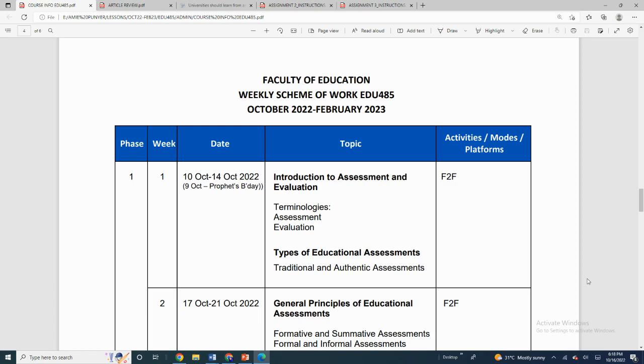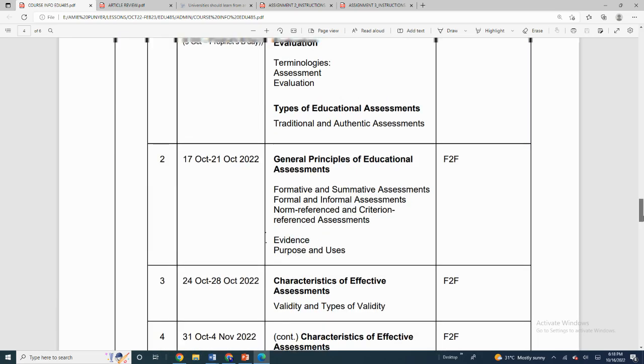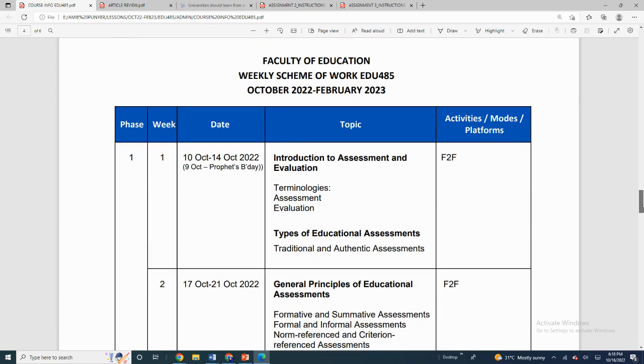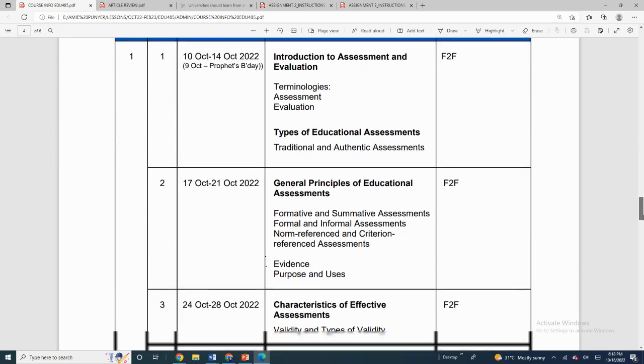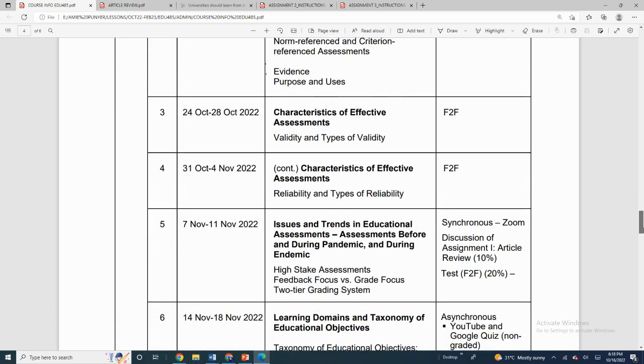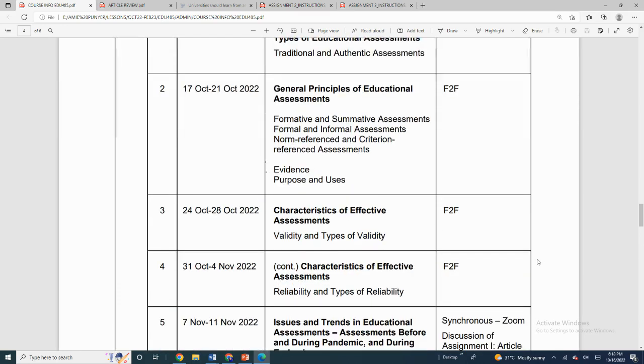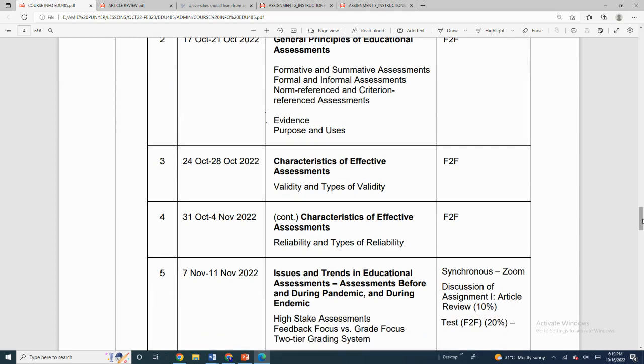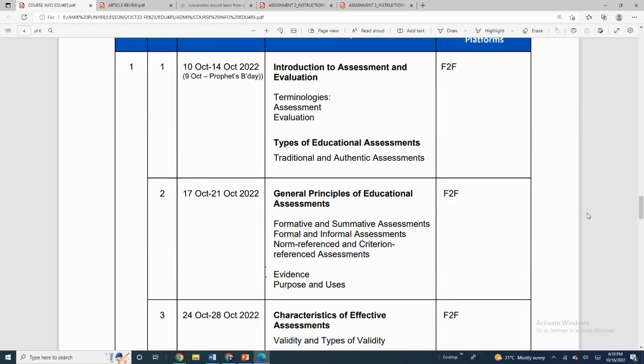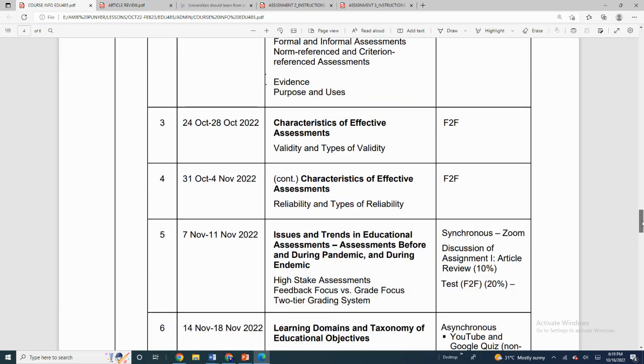Okay, please also note that in this table, the final column, activities, modes, and platforms, details the mode in which the course will be delivered weekly. Okay, so I'm going to browse down very slowly. So take into your mental note that the first 5 weeks of the course are delivered face-to-face, physically, where we will be meeting each other in class.